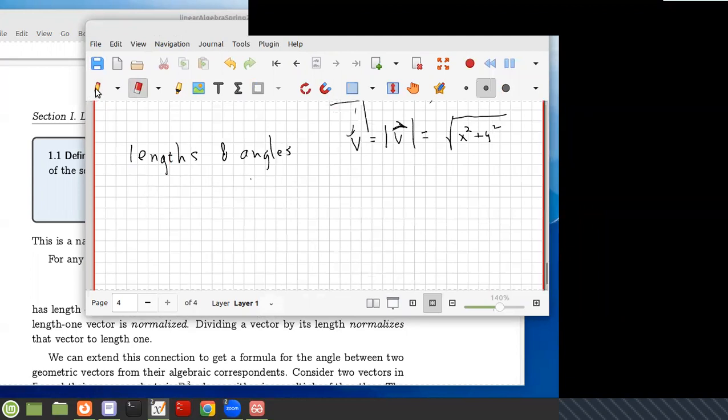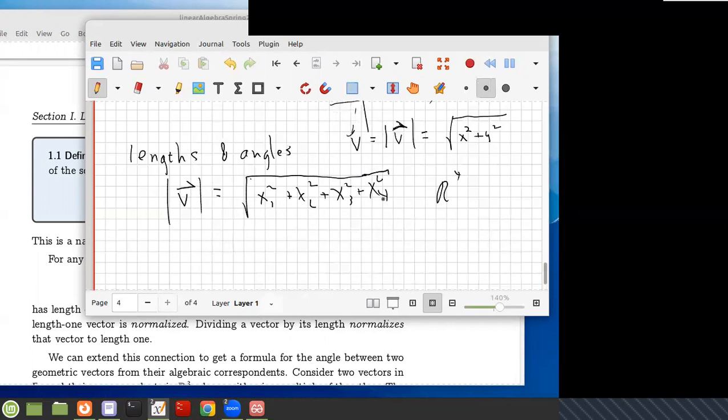Here's the length. So we take the length of a vector v, and we generalize this in three-dimensional space. If this was xyz, it would be xyz. So if we were in R4, then the length of this vector is going to be the square root of x1 squared plus x2 squared plus x3 squared plus x4 squared. So the formula just generalizes to any number of x's. This would be in a four-dimensional space.